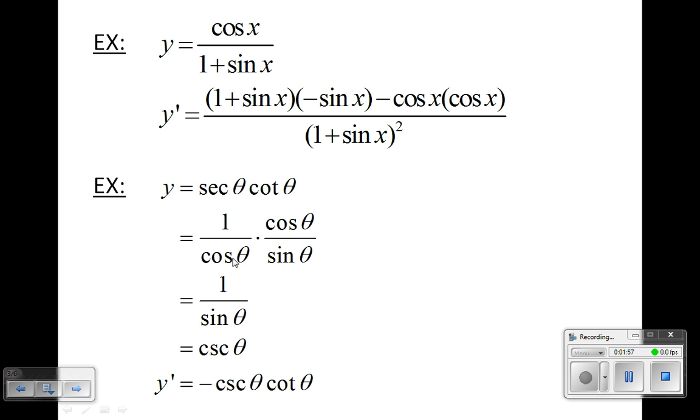secant can be 1 over cosine, and cotangent can be cosine over sine. The cosines, of course, cancel. I get 1 over sine, which I rewrite as cosecant. So again, this is just algebraically simplifying it to something that equals it. And now I just have cosecant. So the derivative of cosecant is our formula, negative cosecant theta cotangent theta. I didn't have to do product rule. Okay.